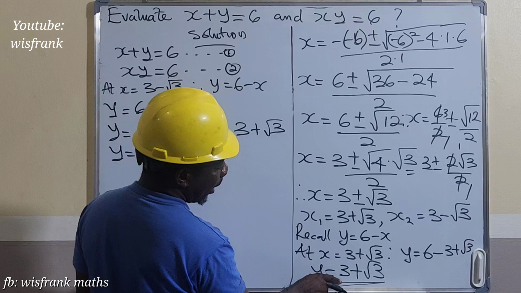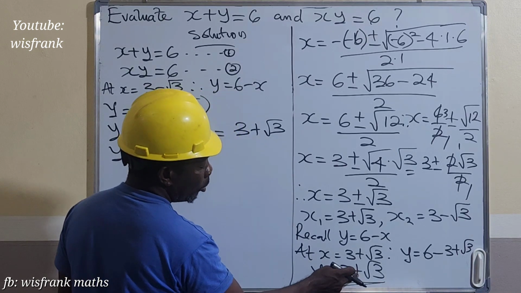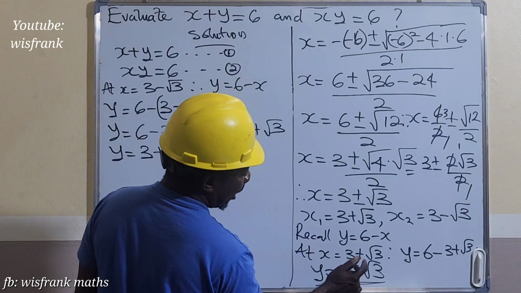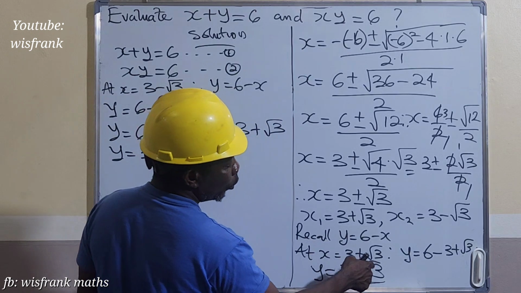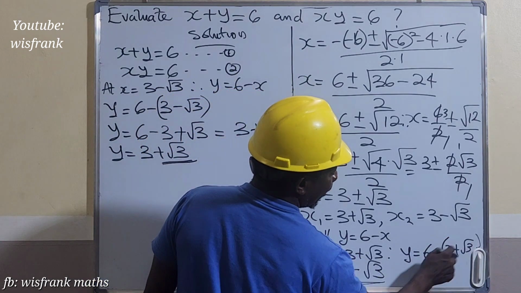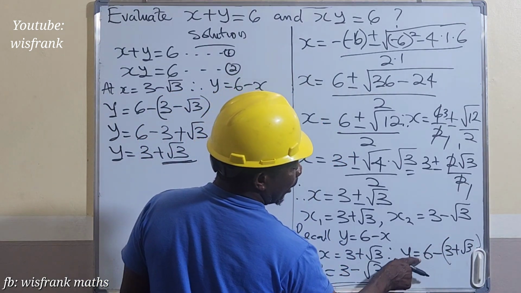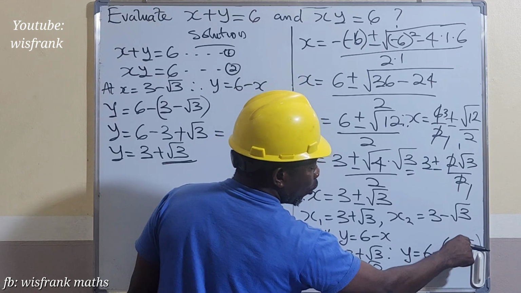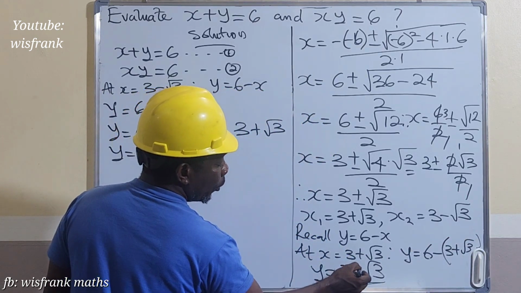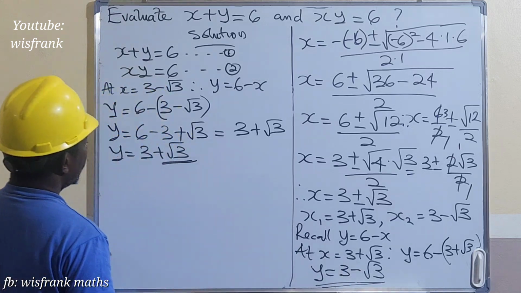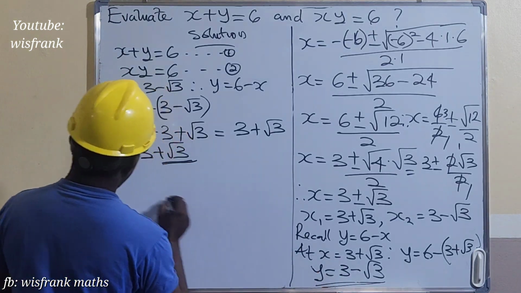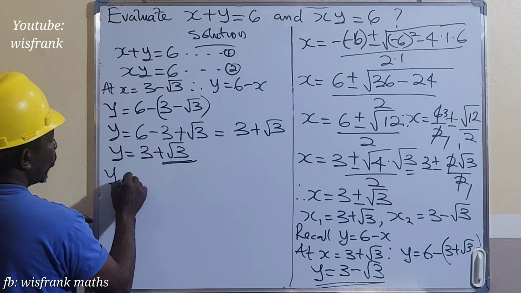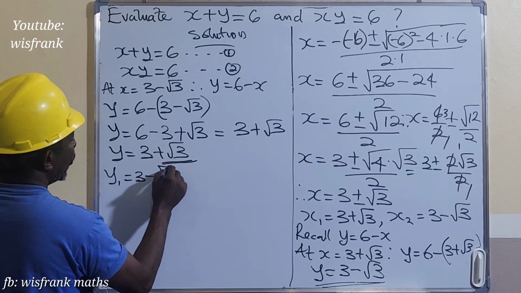The first value of y is 3. Okay, here is supposed to be minus. Sorry. Here is minus. So we have 3 minus root 3, because here we have minus into 3. We have minus 3, 6 minus 3. Then we have minus into plus root 3 will give us minus root 3. So here we have the first value of y, y1 equals 3 minus root 3.